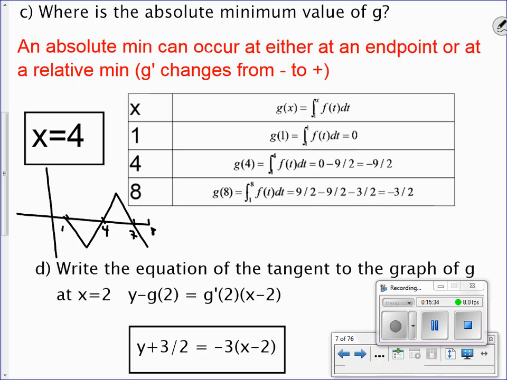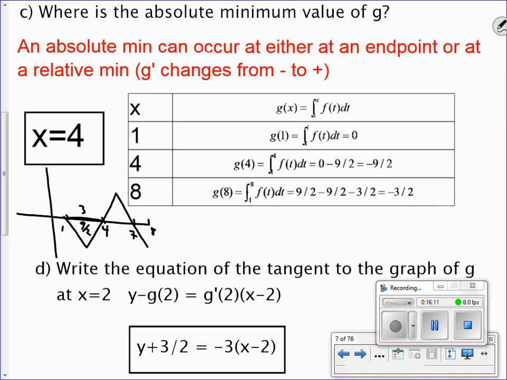To get g of any number, it's a definite integral from 1 to that number. So 1 is the easy one. The definite integral from 1 to 1 is 0. But to get g of 4, that's the definite integral from 1 to 4. You have to look at the graph of the derivative from 1 to 4. Area above is 0. Area below is 9/2. The area of a triangle is 1/2 the base, which is 3, times the height, which is 3. So g of 4 is negative 9/2.